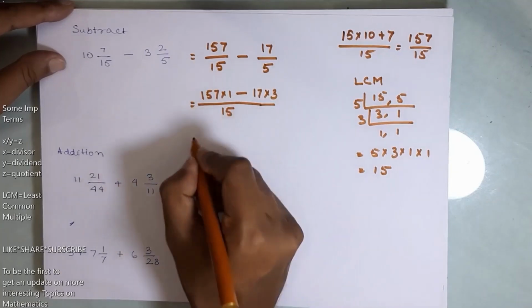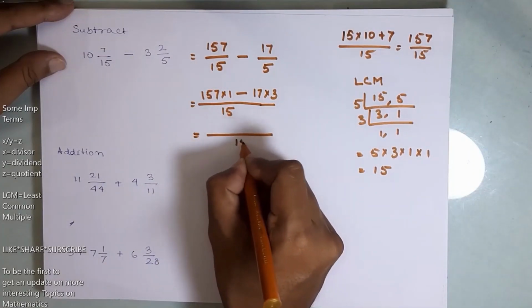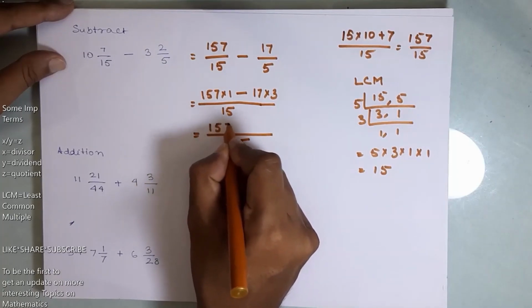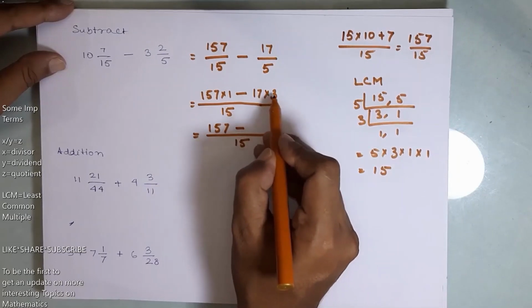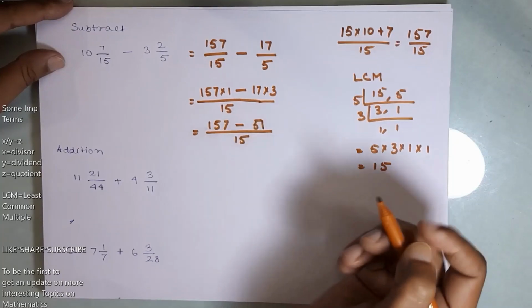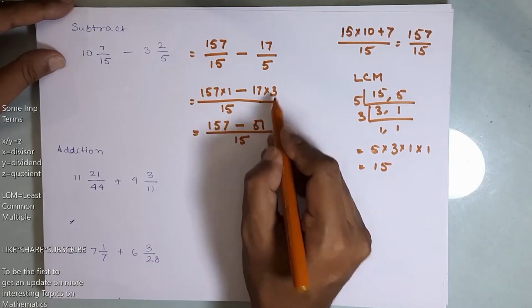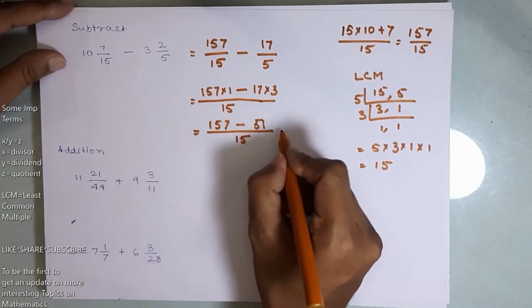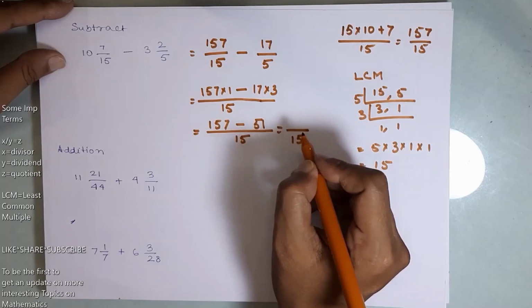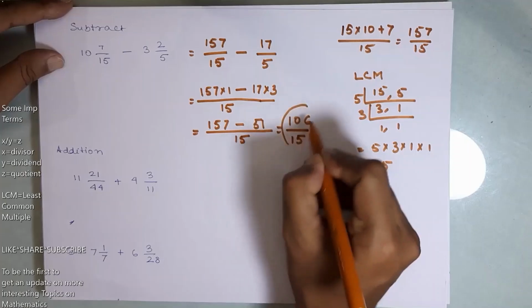17 into 3. So if we further calculate and simplify, the 15 will remain the same. 157 multiplied by 1 will come as 157, and 17 multiplied by 3 will come as 51. So 157 minus 51, divided by 15. The denominator will be 15 and the numerator will be 157 minus 51, which is 106. So this is your answer.